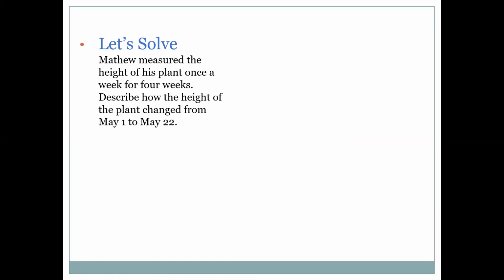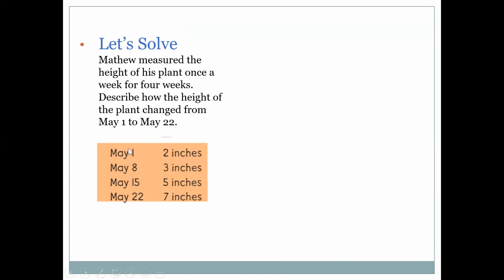So there was this boy called Matthew who measured the height of his plant once a week for 4 weeks. We are learning about weeks and months in the calendar in social studies. You remember that, right? So in a month, there are 4 weeks. So I think for 1 month, he checked the height of his plant. Describe how the height of the plant changed from May 1 to May 22. This is a part of the question. Even this is provided in the question.